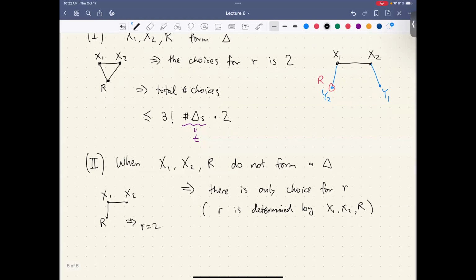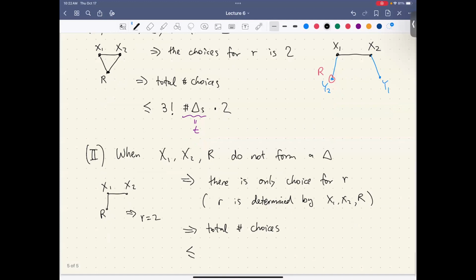So here, the number of choices of x1, x2, r that do not form a triangle. This implies the total number of choices is at most, well, what's the total number of choices of x1, x2, and r? Well, x1, x2 is an ordered pair of edges. So the choices of x1, x2 is 2 times the number of edges.